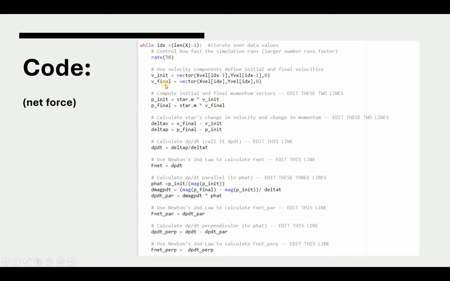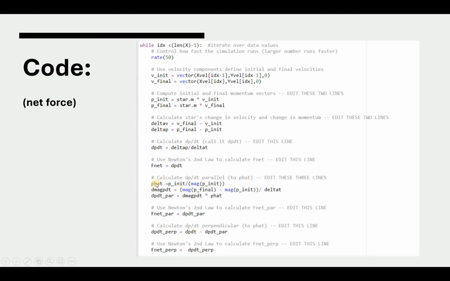So first I set up the V initial and V final, so the final and initial velocity. And then I used that to calculate the initial and final momentum, which is the mass of the star times V initial and V final. Then delta V and delta P, we do that by V final minus V initial, P final minus P initial. And dP dt is going to be delta P over delta T, which is also equal to F net.